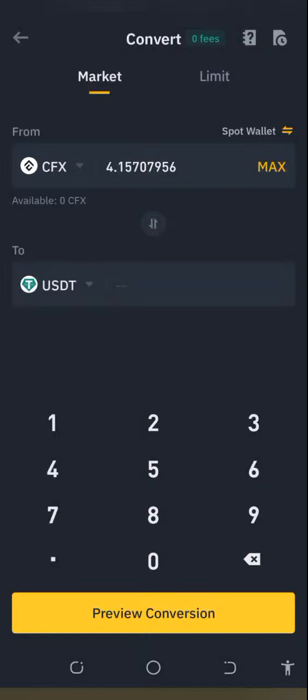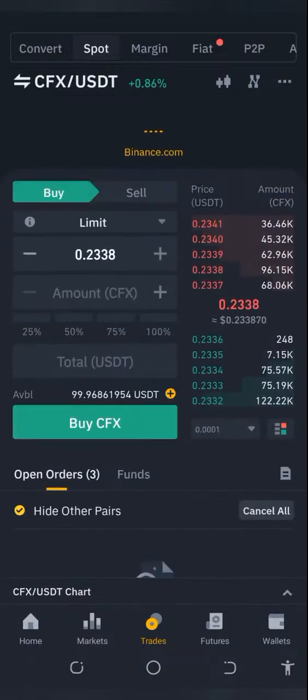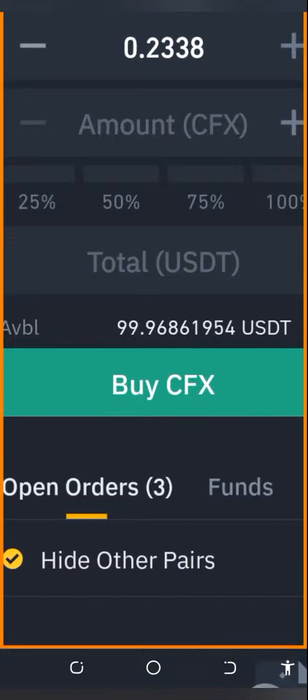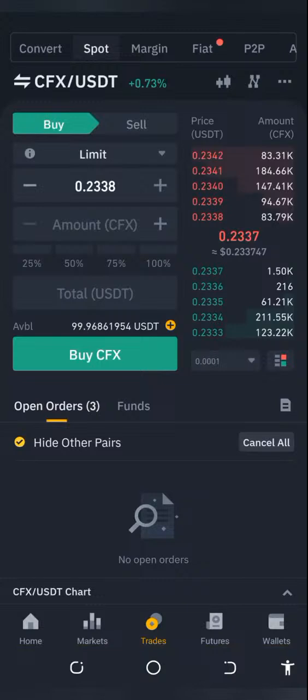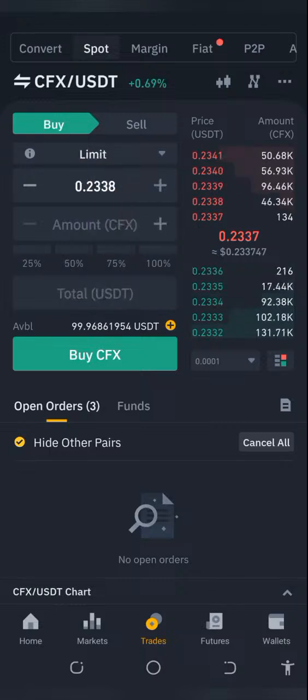Okay, so if I take this back and I go check what we have, well, sorry guys, this came out as 99.96. But that's actually, we just spent about 4 cents to learn this, to make a good and wise decision. Don't forget that when we do these trades, we're just making intelligent guesses.